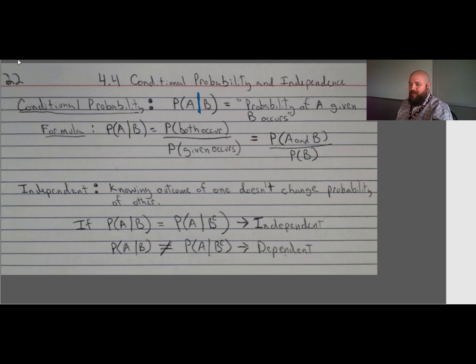However, if the probability of A given B is not equal to the probability of A given the complement of B, then they're dependent, okay? They're dependent upon each other. Somehow, in some form, those numbers react to one another. So we're going to go over a couple examples here and see how this plays out.